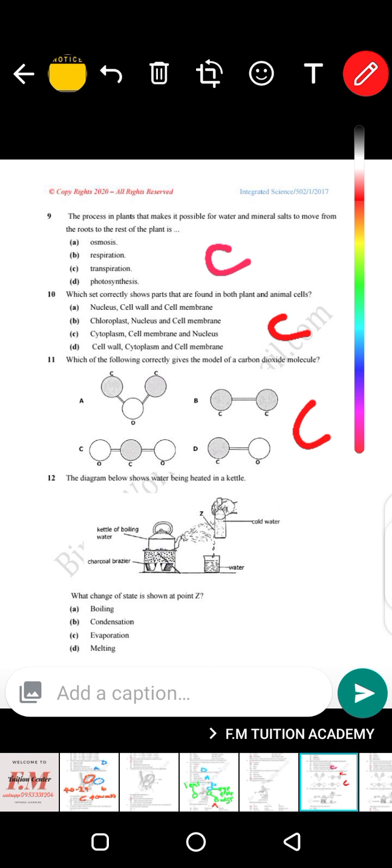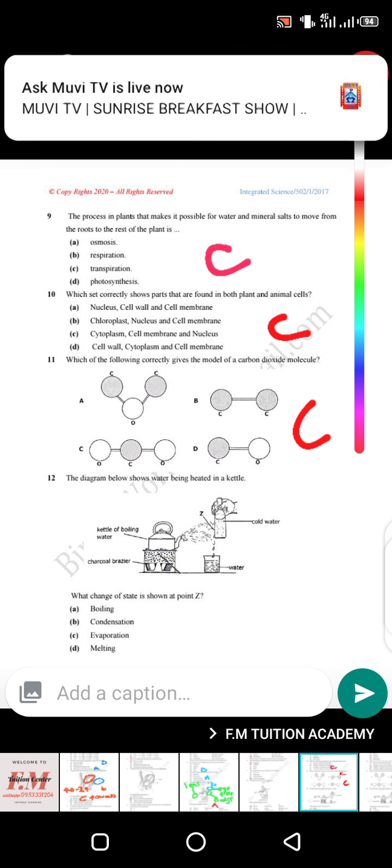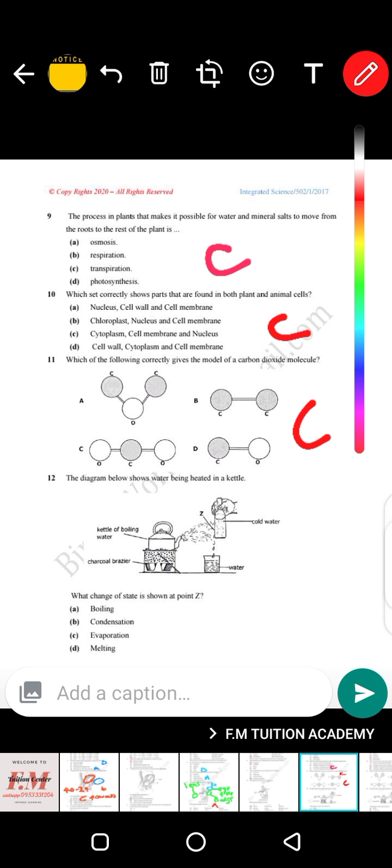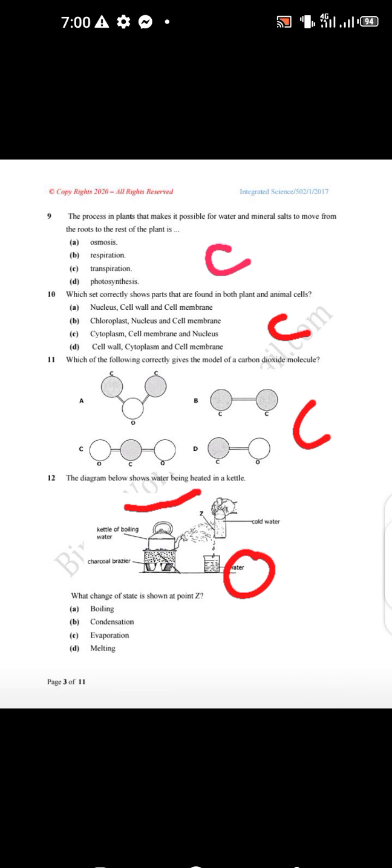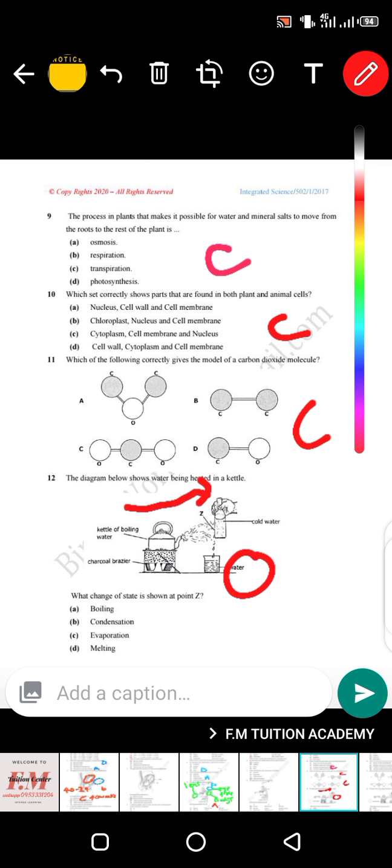Here, the diagram shows water being heated in a kettle. The water is coming out as vapor. It heats this cold surface, and then begins to drop like this into this beaker. So this part is called condensation, where gas becomes a liquid.